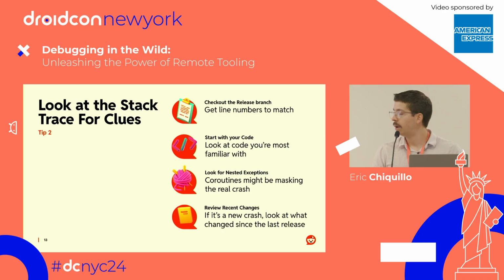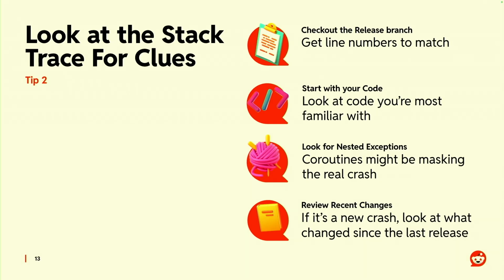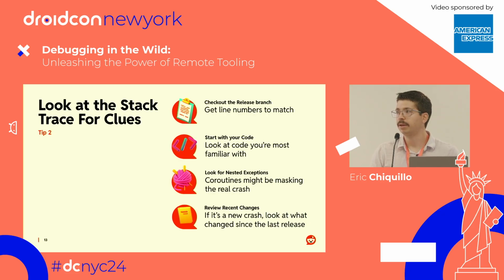And then finally, if it's a new crash in this release, I recommend looking at all the PRs that went between the last release and the current release, just to limit the blast radius that you have to look at. And hopefully you can find the bug a lot quicker.